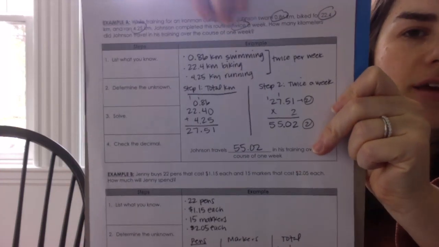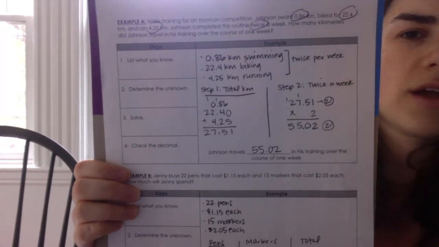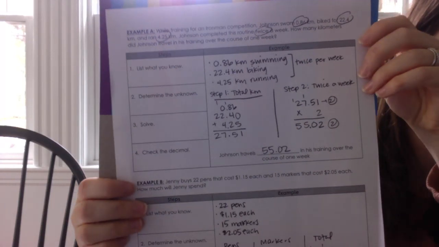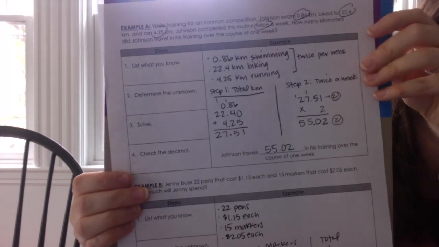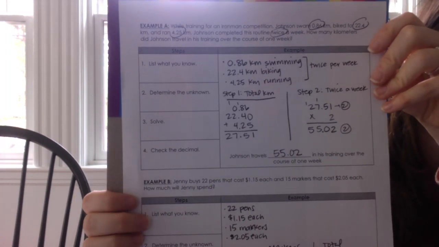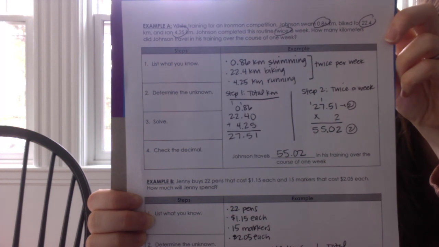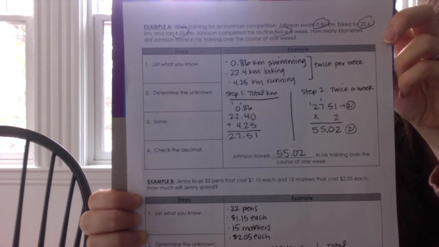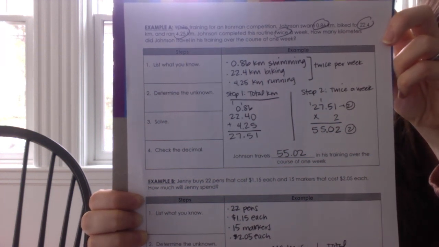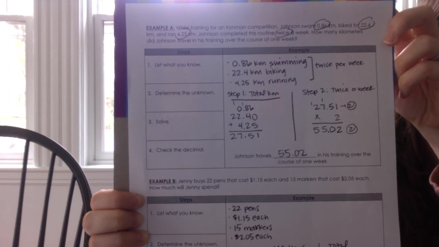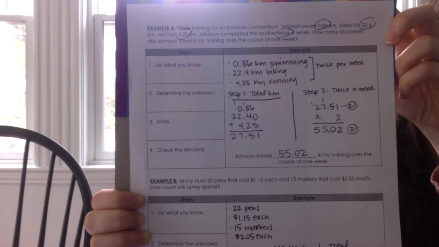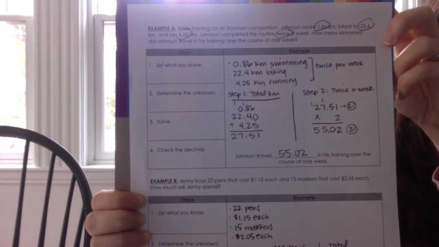All right, let's look at example A, which is a multi-step problem having to do with somebody training for a competition. So let's read it first. I'm trying to straighten it out. So while training for an Ironman competition, Johnson swam 8,600 kilometers, biked for 22 4/10 kilometers, and ran for 4 25 kilometers. He completed this routine twice a week. So how many kilometers did he travel in his training over the course of a week?